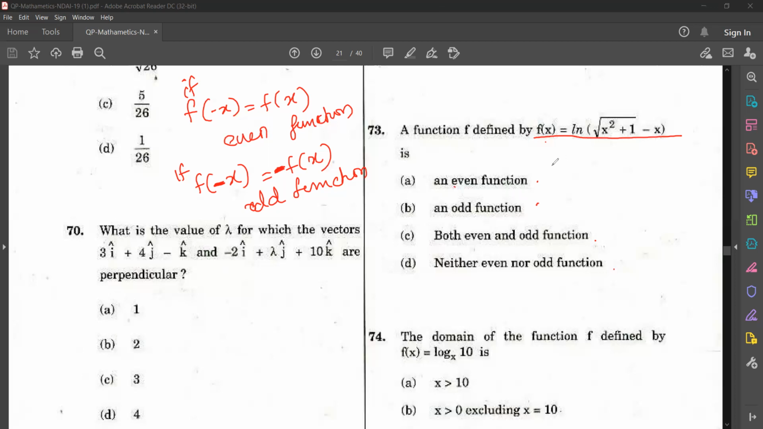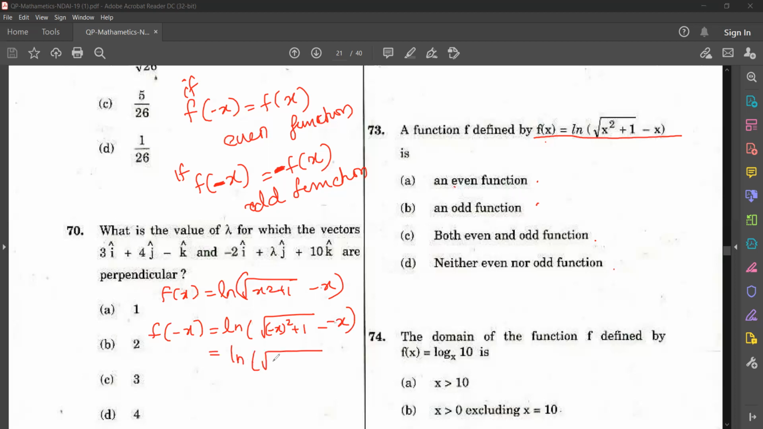Okay, I'll show this. So they have given f of x as ln root of x square plus 1 minus x. So please try f of minus x. What do you get? That will be ln root of minus x square plus 1 minus x, isn't it? So that will be ln root of x square plus 1 plus x. Now that is f of minus x.